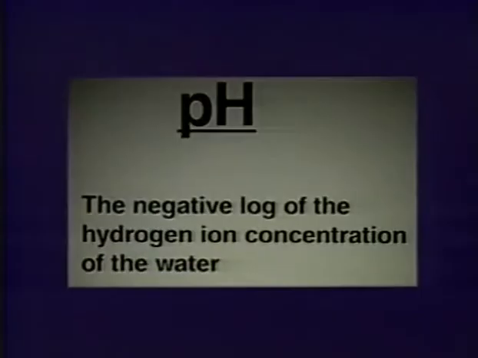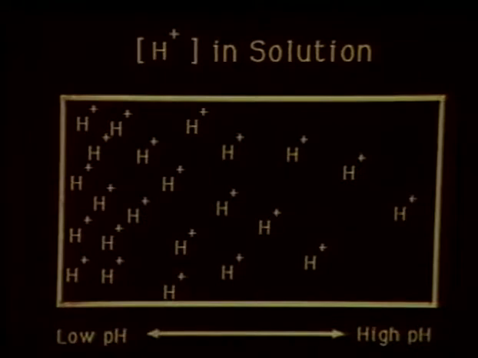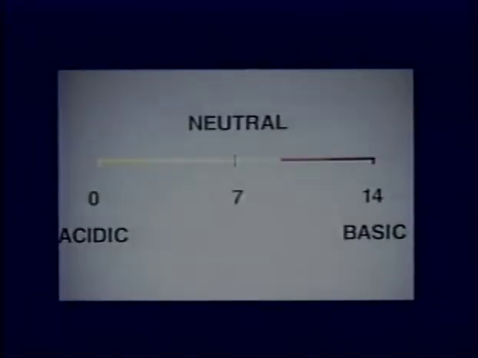pH. The pH is a measure of the hydrogen ion concentration and indicates if the water is acidic or alkaline. Since pH represents the negative log of the hydrogen ion concentration, the lower the pH, the greater the number of hydrogen ions in the water, while higher pH indicates lower numbers of hydrogen ions. The pH scale ranges from 0 to 14, with 7 being neutral. Waters with pH values below 7 are termed acidic. Those with values above 7 are said to be basic. The greater the departure from pH 7, the more acidic or basic the water is.